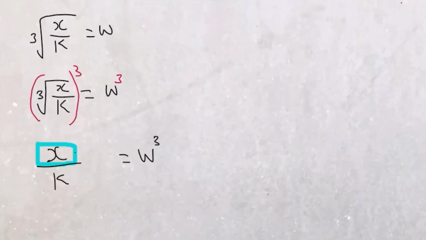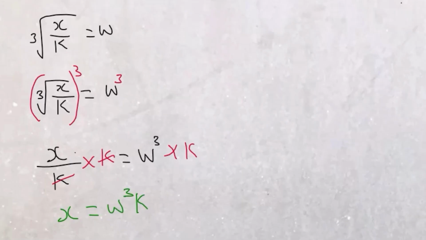We want x to be the subject and it is being hindered by over k. Let's introduce times k and it should be to both sides. K will cancel k, then we have this as our final answer.